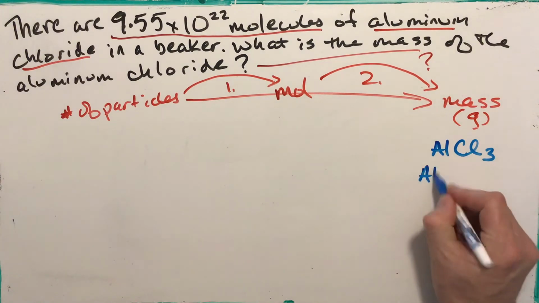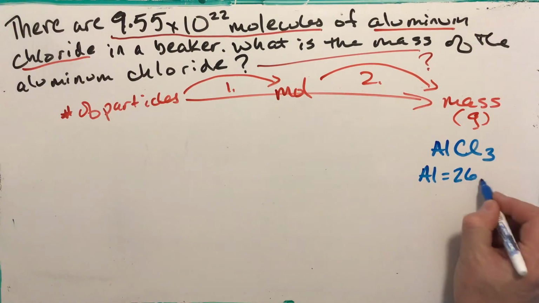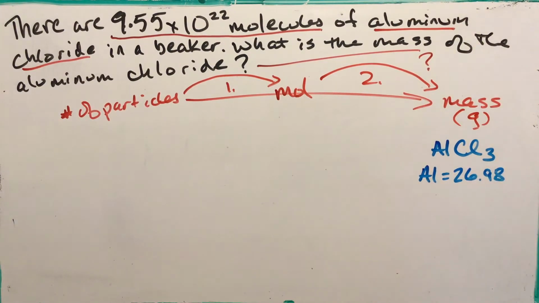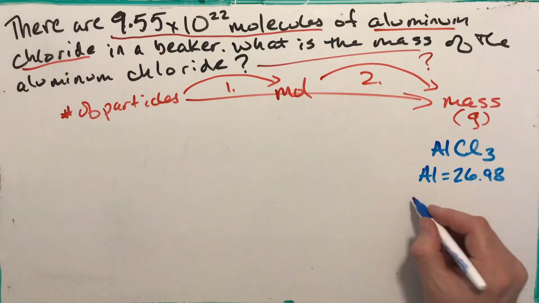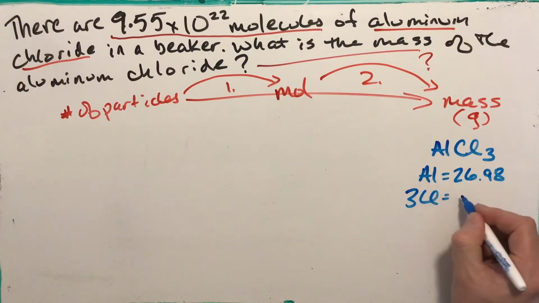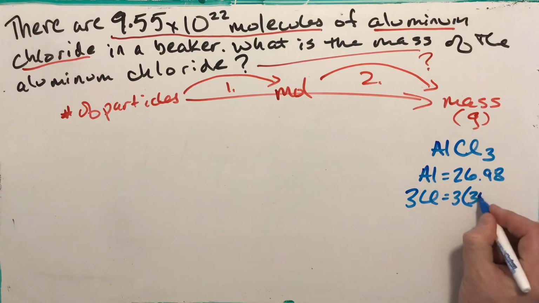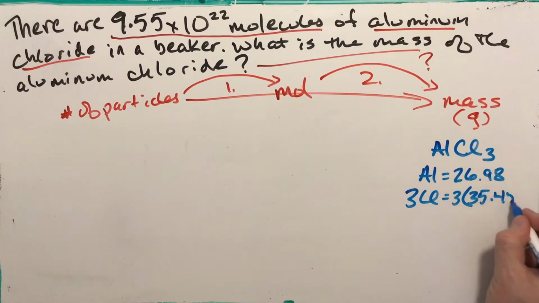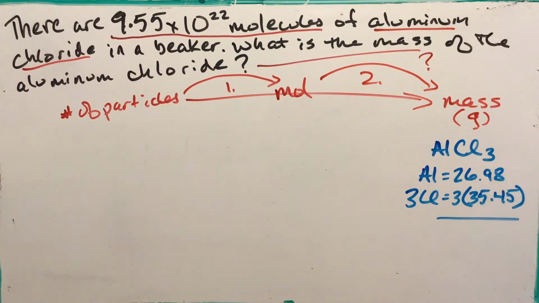So if I look at this, I've got an Al on my periodic table. The mass of aluminum is 26.98, and I've got 3 Cl's, which is 3 times 35.45. So I add that all up together, and I get 133.33 grams per mole. So I'll keep that in mind. That's my molar mass right there. Grams per mole, molar mass.